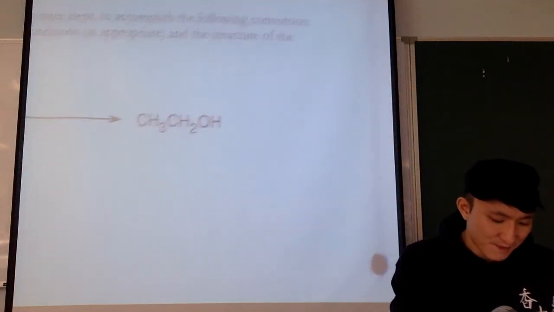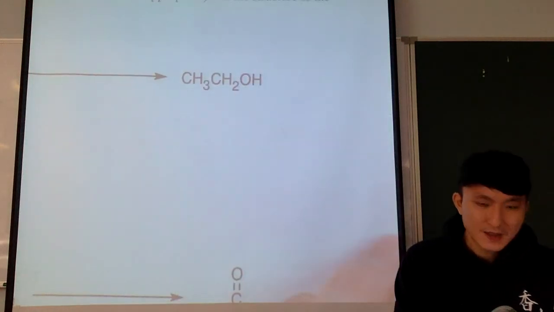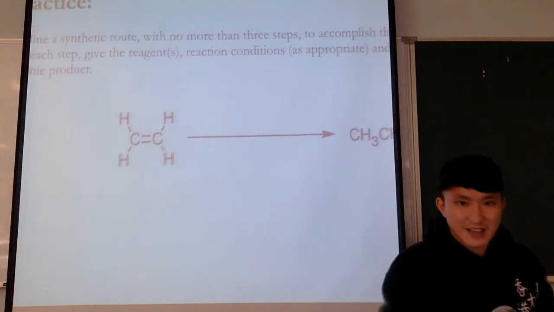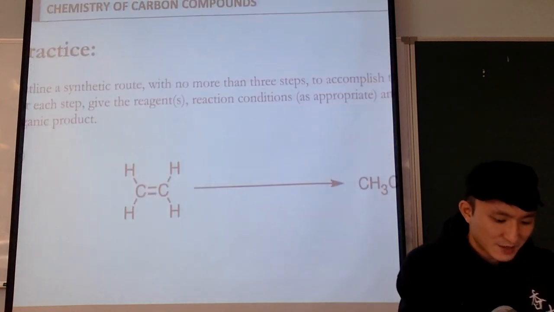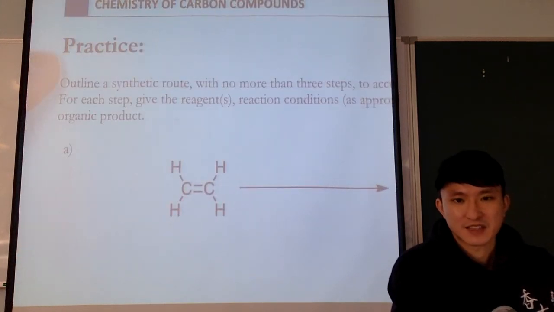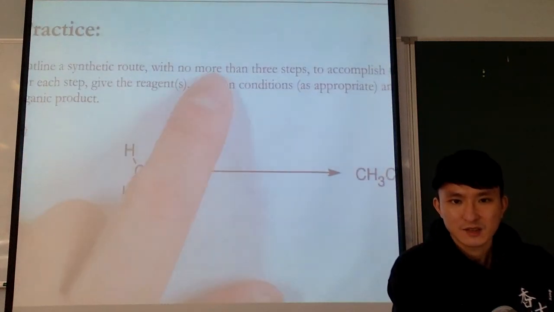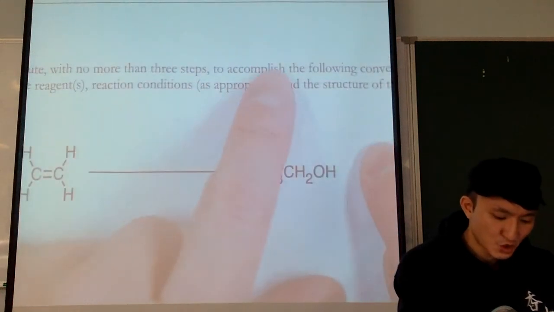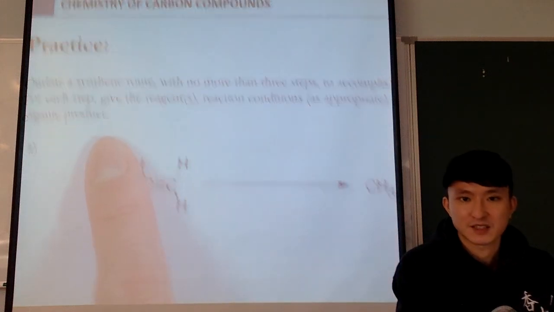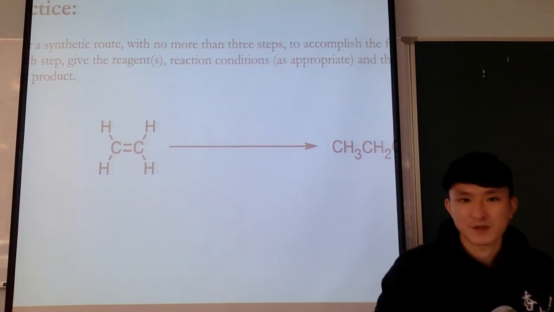So right now, pages 74, 75, these are some practice questions regarding the synthesis. Now I will show you the first one and then it's your turn. So here, this is exactly the question wording I copied from DSC. This is exactly what they need you to do. Outline a synthetic route, no more than 3 steps, to accomplish the following conversion. For each step, give the reagent, condition, and structure of organic products. Okay? Now it says no more than 3 steps, but most of the time it's 2 steps.